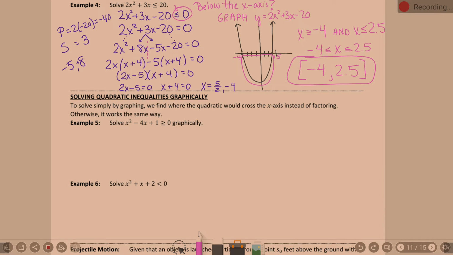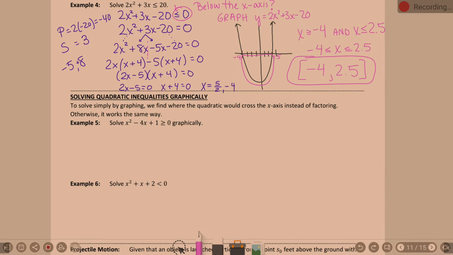Okay, ready for the next set? Yep. Here, notice the heading is solving quadratic inequalities graphically. Okay, if we try and solve this one non-graphically, what's the problem we run into? The last two we just factored. What are two numbers that multiply to be 1 and add to be -4? No. It doesn't, right? Okay, so all that's saying, it's not saying there's no answers, it's just saying that my answers aren't going to be nice, neat, whole numbers.